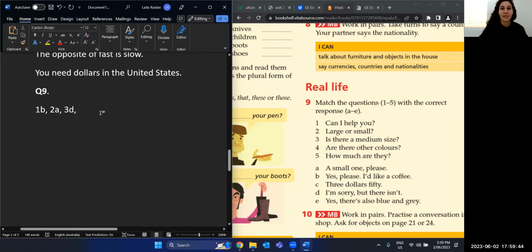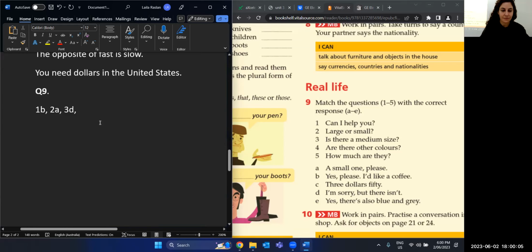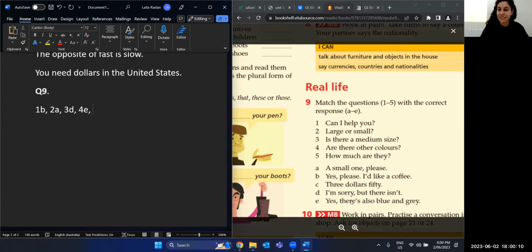So always when you want to say no, it's polite to say, sorry, I apologize. No, there isn't. There isn't a medium. 4, are there other colors? 4E, yes, there's also blue and gray.